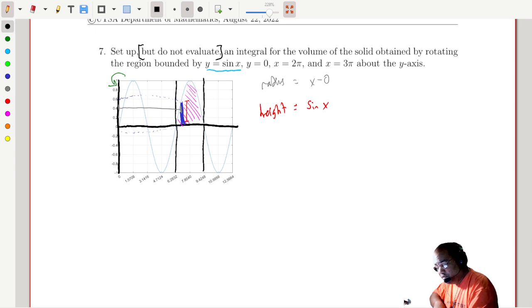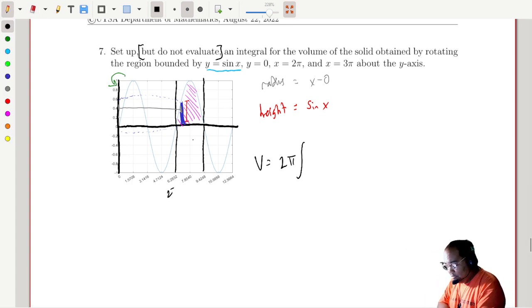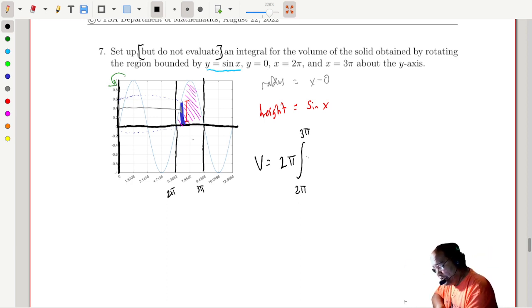So let's set up our integral here. The integral for the volume is going to be 2 pi times the integral from 0. No, it's not from 0. Again, look at what our region is. Here this is 2 pi. That's 3 pi. We're going from 2 pi to 3 pi. Radius times height, so x sine x.